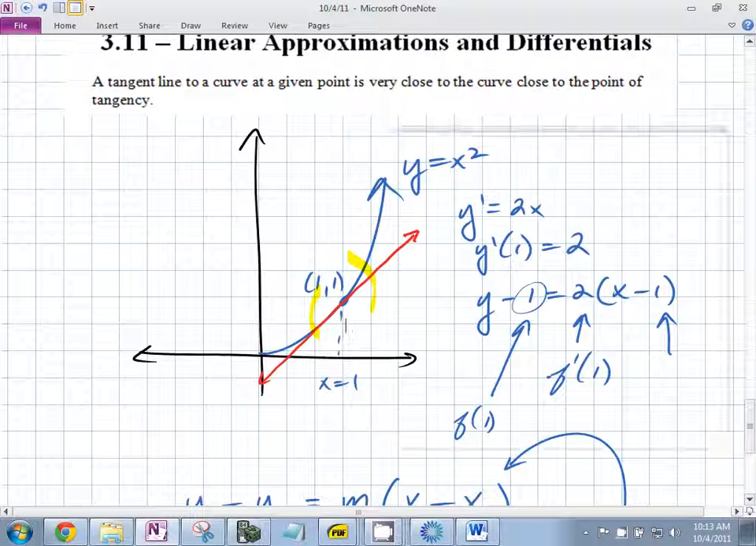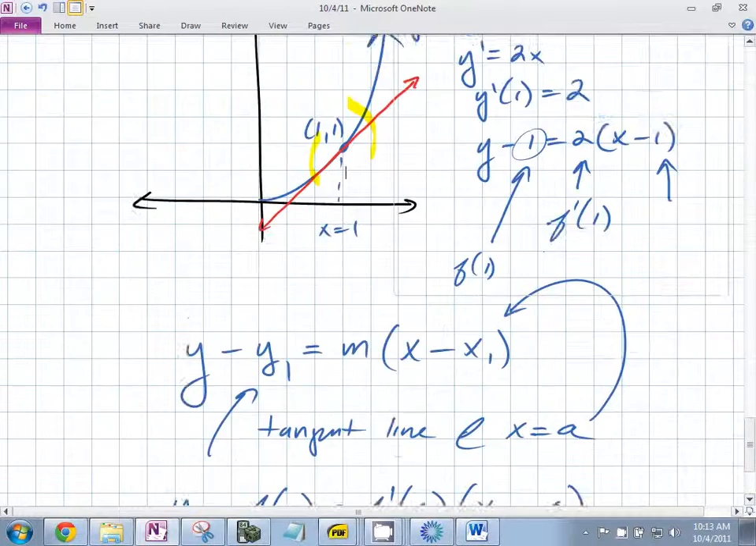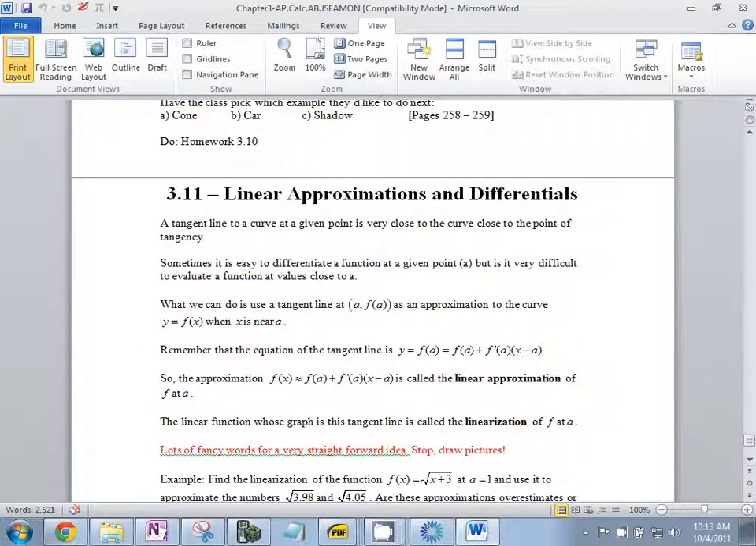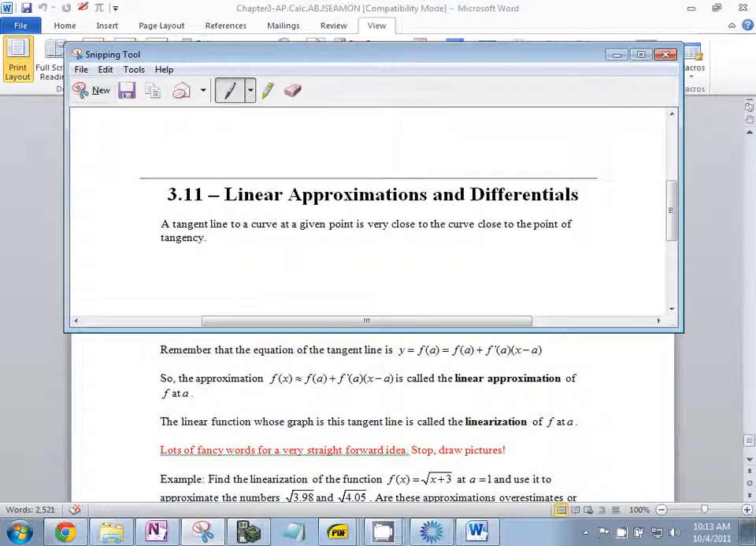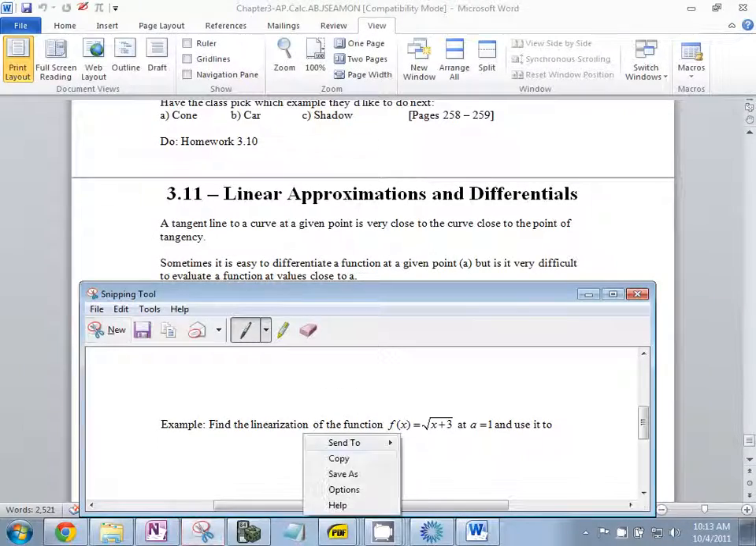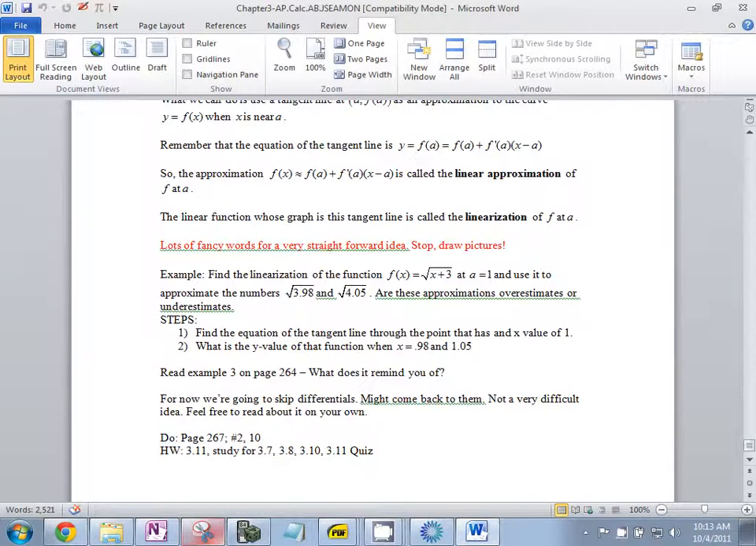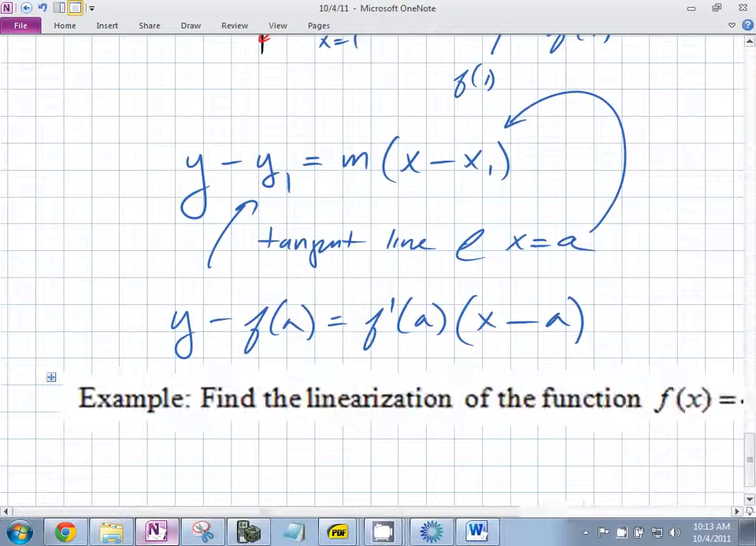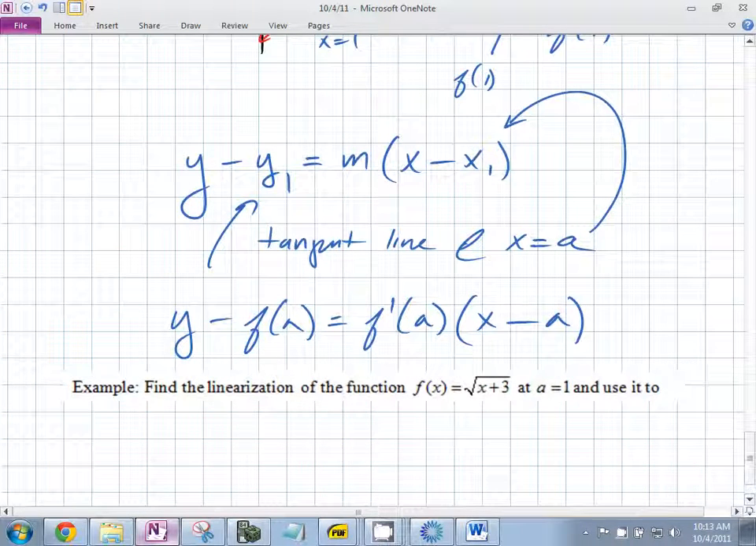So the question you're probably asking yourself is, what's the point? The point is questions like this. Let's say I asked you this question. Find the linearization of the function square root of x plus 3 at a equals 1. Let's just do that first, and then we'll see what we do with it. So what does that mean? It means find the tangent line of that function at a equals 1.